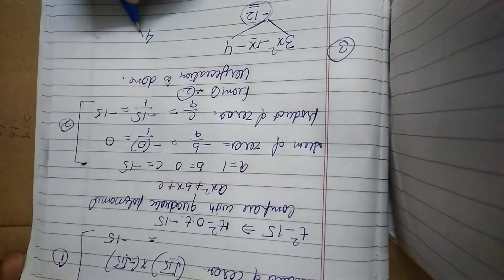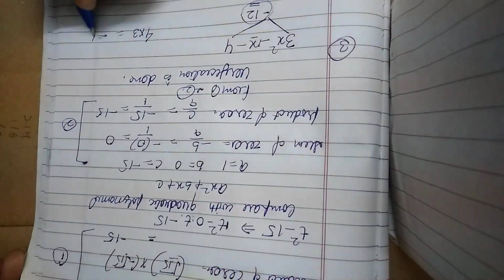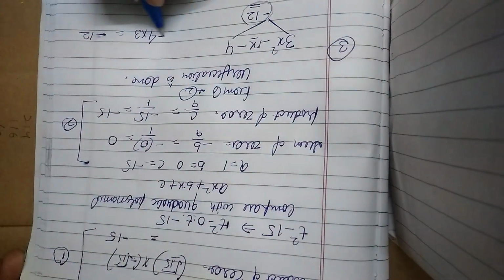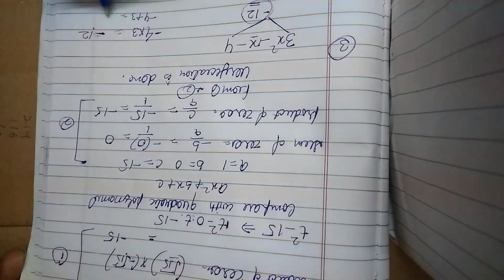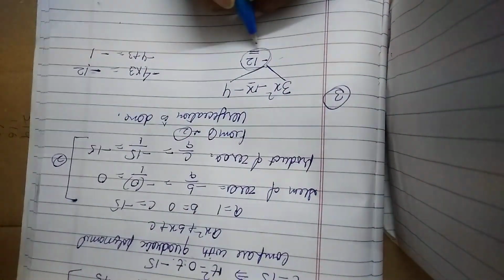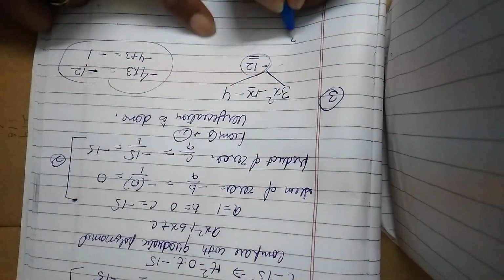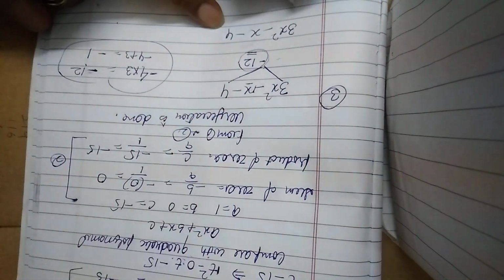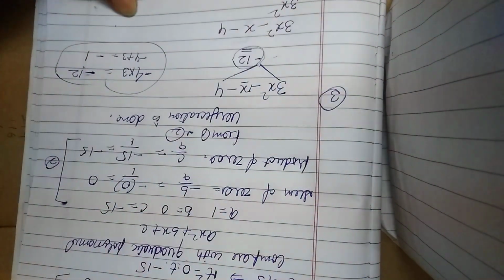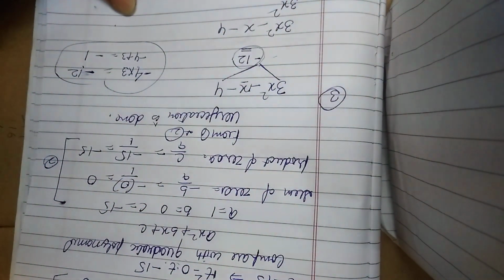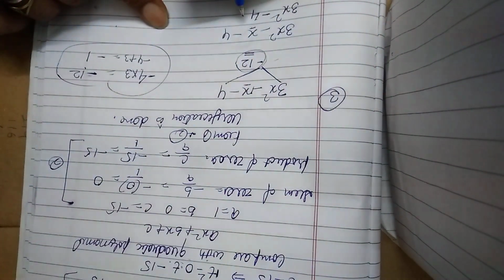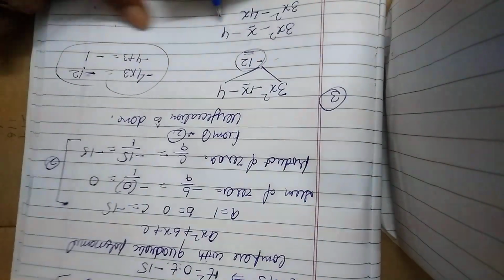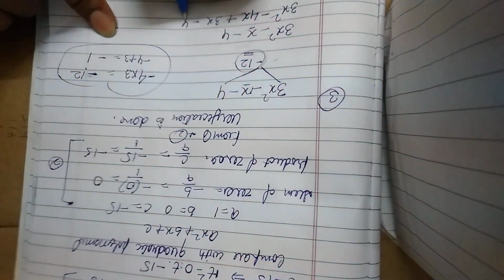4 times 3 is 12, but we want minus, so we take the minus sign. Minus 4 into 3 is minus 12, and minus 4 plus 3 we get minus 1. Both conditions are fulfilled, so we take this pair. Now the middle term minus x can be written in two parts, minus 4x plus 3x. The variable is x, so we take the variable with both numbers: 3x square minus 4x plus 3x minus 4.